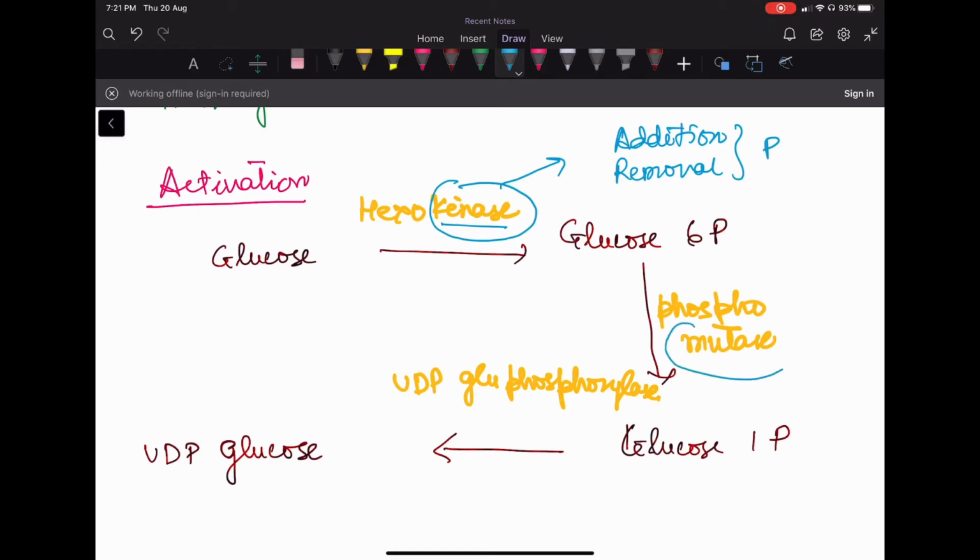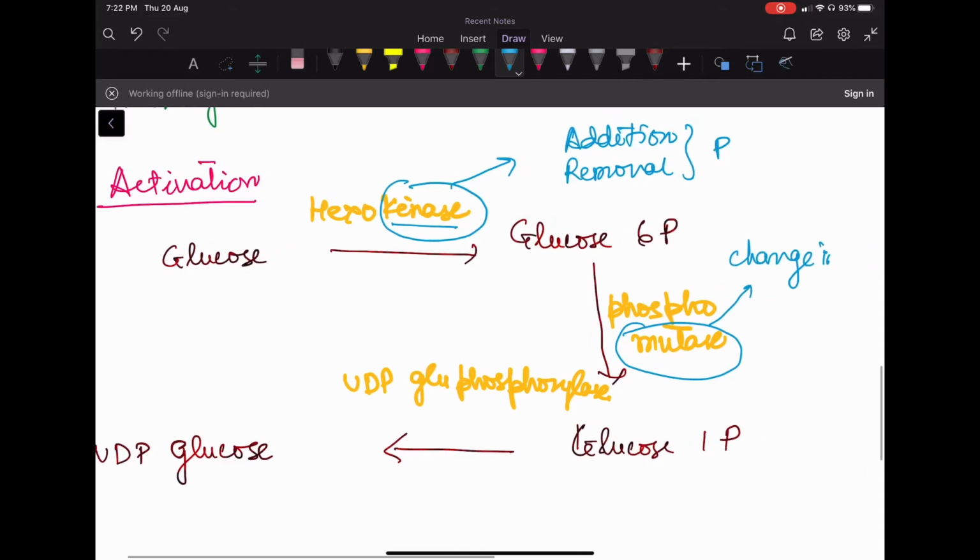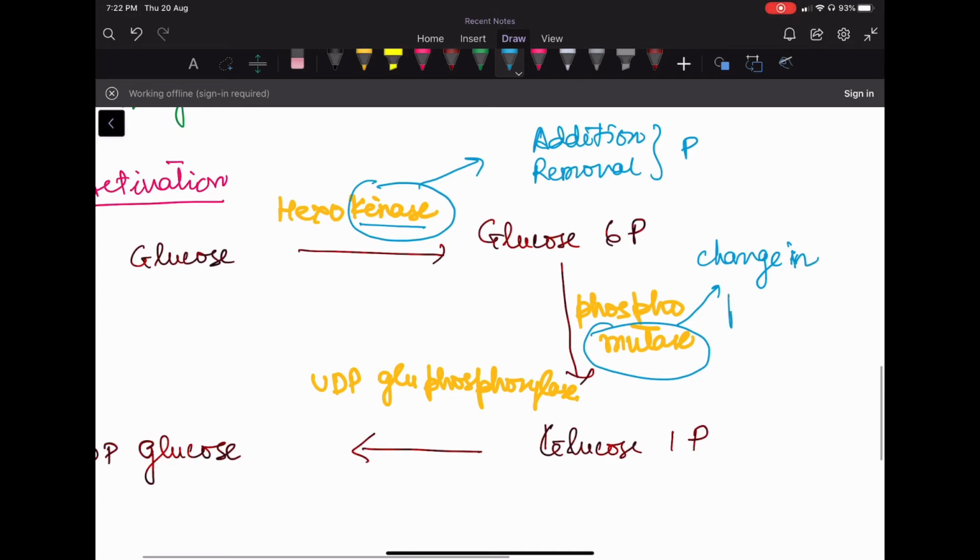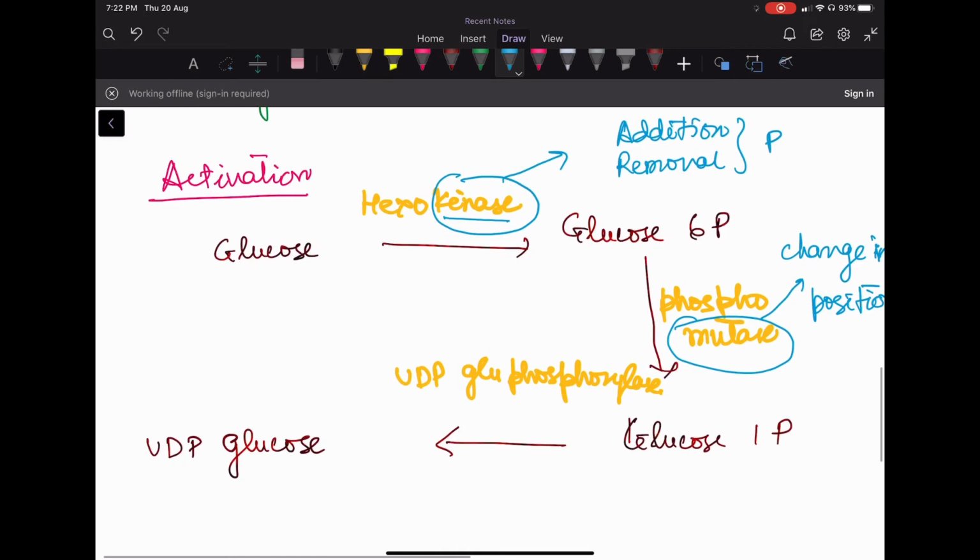The next is mutase. Mutase is required for change in position. As you see here, the phosphate group changes in glucose from the 6 to the first position. So there is a change. Now coming to phosphorylase, this is different, and UDP glucose is finally formed. This is called active glucose. So first there is activation.